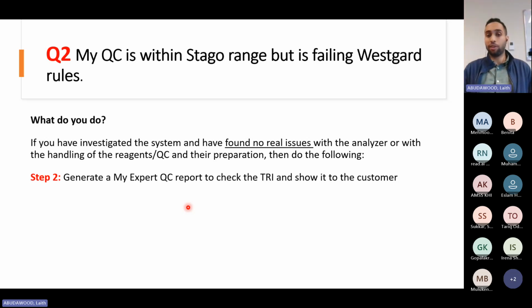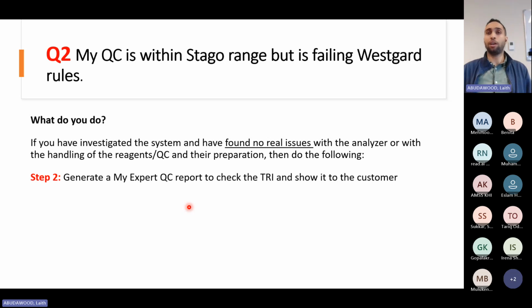Now, what is the best tool that I have that is easiest and gives me the best evidence, generally speaking? It's easier, for example, than comparison between multiple sites. You don't have to take samples and run them between multiple sites. MyExpertQC, because it tells you TRI and PRI. It gives you an idea about bias. It gives you an idea about precision.